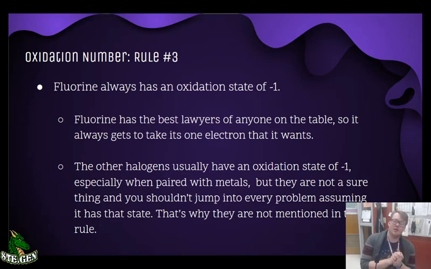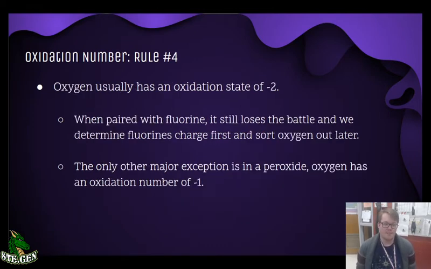It has the best lawyers of anyone at the table, so fluorine always gets what it wants. Fluorine always has an oxidation state of -1 because fluorine always wants to gain 1 electron. The other halogens also usually have an oxidation state of -1, especially when they're paired with metals, but they are not a 100% guaranteed thing, and you shouldn't jump into every problem assuming that. That's why they're not mentioned here. Fluorine is the only one that you get to just lock in immediately. Fluorine is a -1. If you see it, it is a -1 every time.